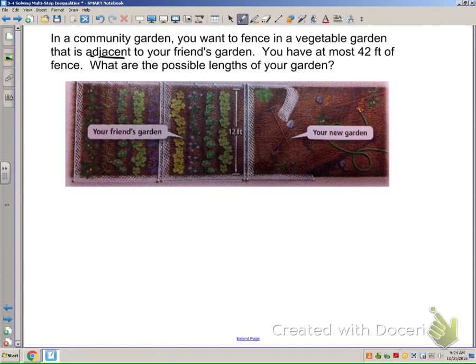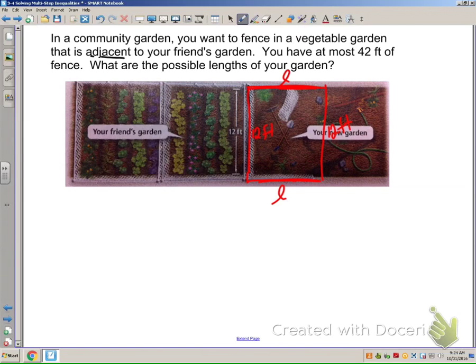So we know that we're building the garden right here, and it tells me in the problem that it is 12 feet. This is 12 feet. Well, if it's a rectangular garden, then we know that this side over here is also going to be 12 feet. And we also know that whatever this width is, or this length, this length is going to be the same. So if I let it be L, then there's going to be two of them.